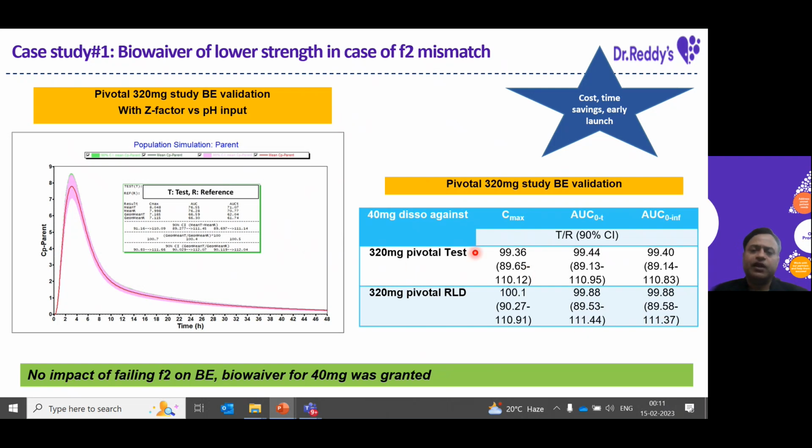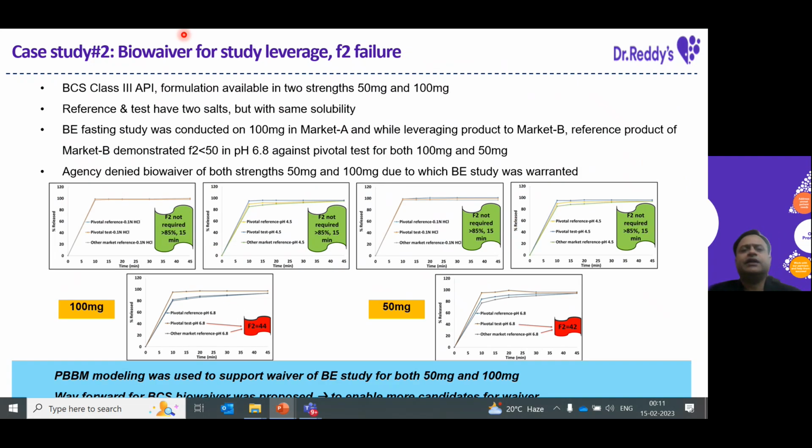And basis this, we were able to justify the biowaiver for the 40 milligram, and we got the approval for this. We could prove that there is no impact of the F2 on bioequivalence, and the biowaiver for 40 milligram was granted. So we can see from this example that using this approach, if we do proper validation and have sound scientific justifications, we could save both cost and time, and it could lead to the early launch of the product. Now, moving on to the second case study.